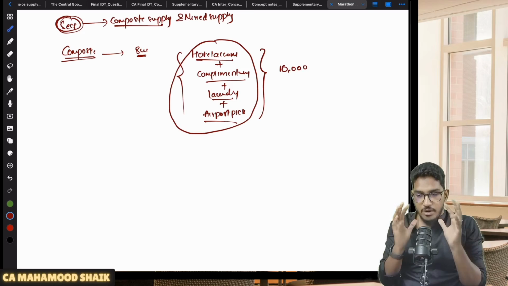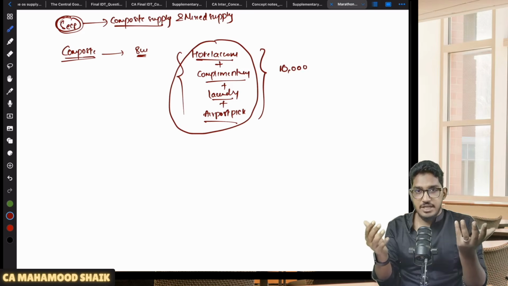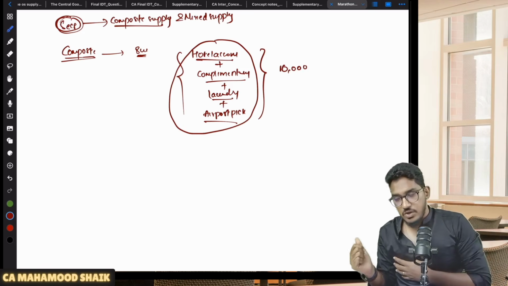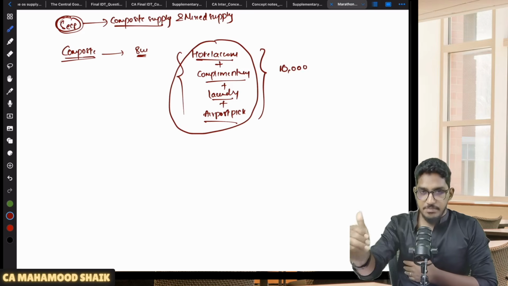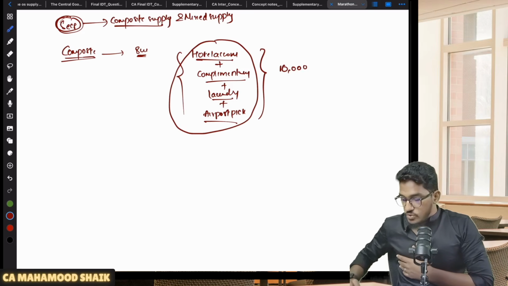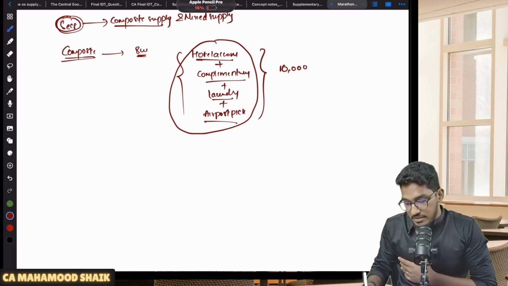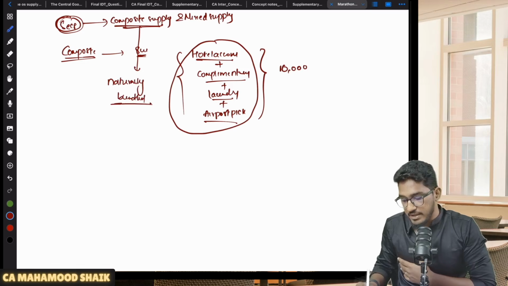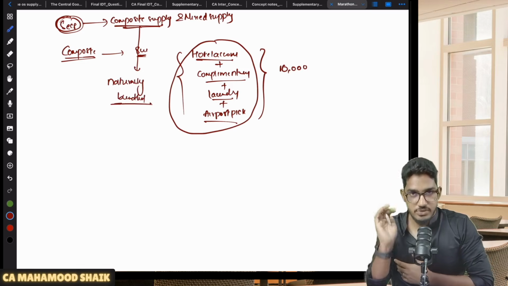So if you are getting a combination of supplies in a single transaction, how to determine the taxability? That depends on whether that combination is falling under composite supply or mixed supply. So it will fall under composite supply if all those supplies are naturally bundled. If all those supplies are naturally bundled, then we will treat them as composite supply.